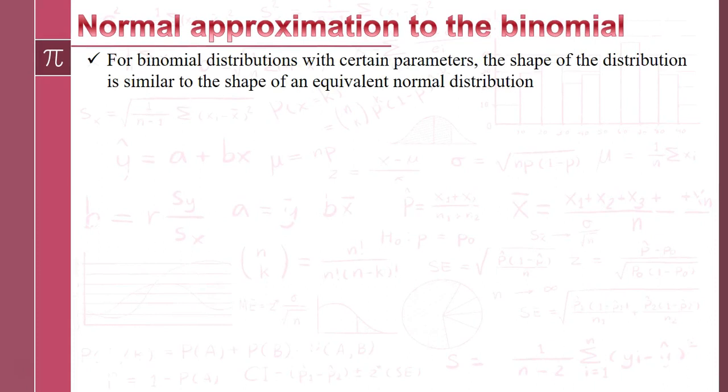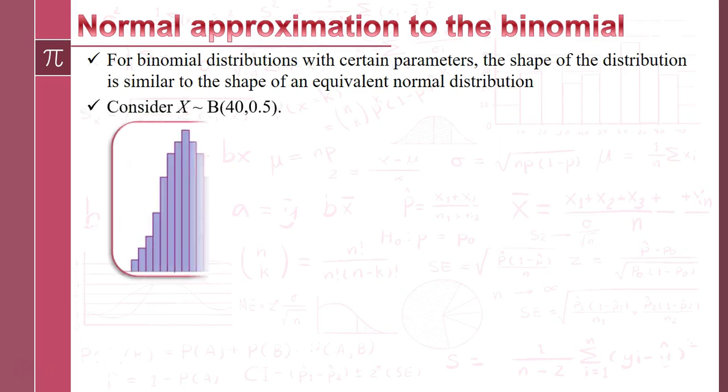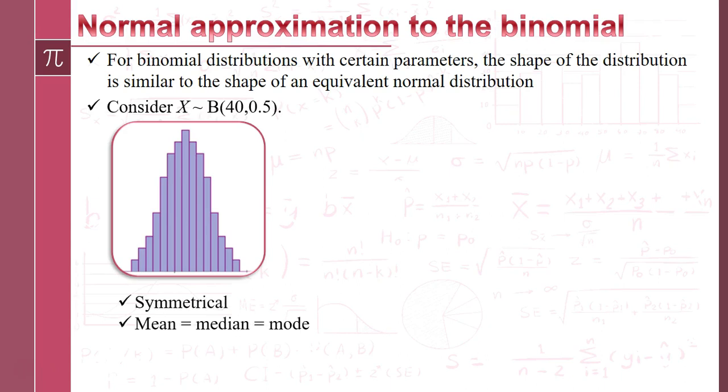What's going on? Well, if we consider certain binomial distributions with certain parameters, they've got a similar shape to a normal distribution. So let's have a little look at this one. We've got x, our random variable, is distributed binomial, and we've got 40 trials and the probability of success in each trial is 0.5. And what you end up with is a distribution that looks like that. It's symmetrical, the mean, the median, the mode are the same, and you can see if I overlay a normal distribution curve over the top of it, they're looking pretty much the same shape.